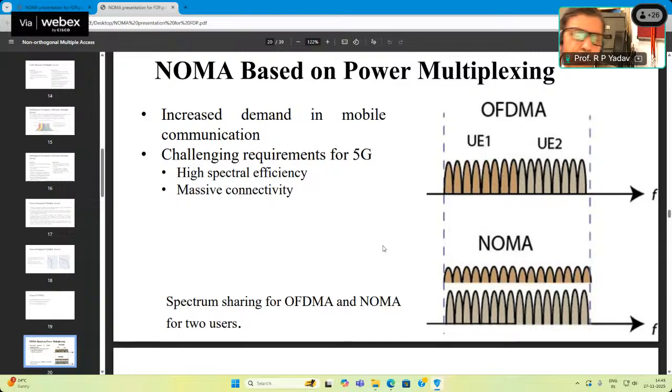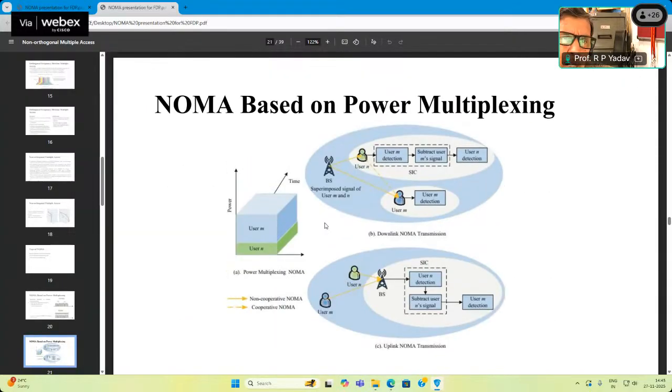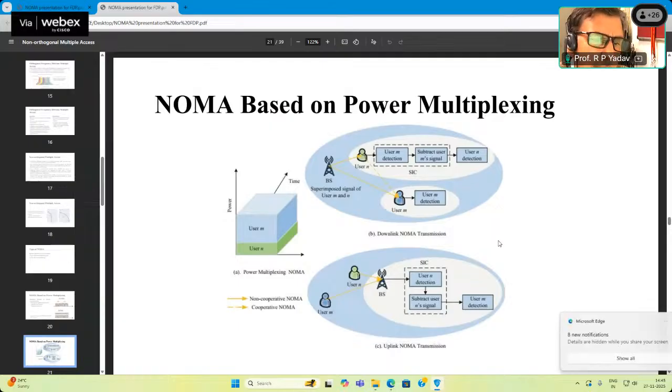So more power is given to the far user. The base station is handling both users, giving one more power than the other, in the case of power multiplexing. Now look here at how the users recover their signals. In this graph, for user 1 to user m in power multiplexing, the power plotted on the y-axis differs: user 1 and user 2 get different power levels. And of course the third dimension is time.